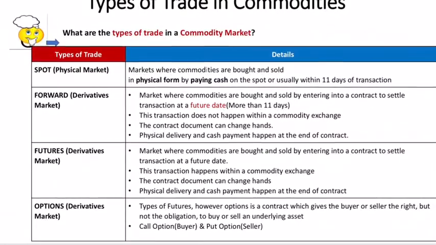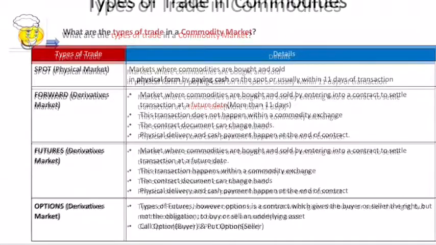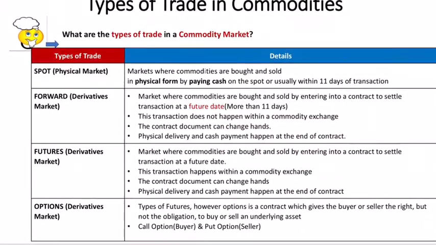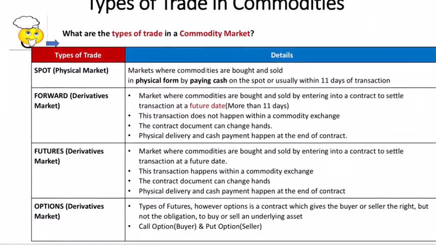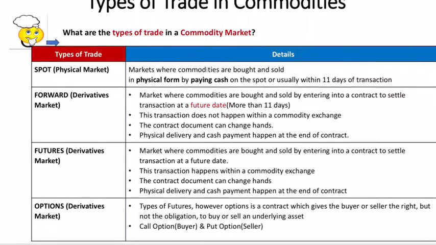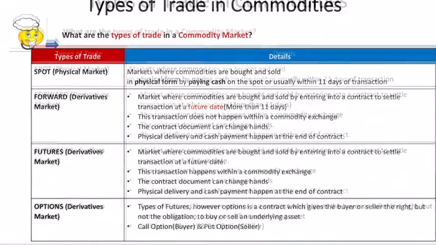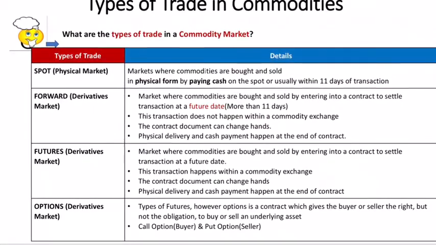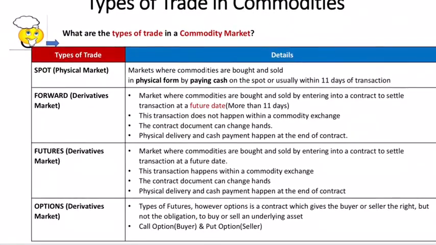Options, this is again a new term. Options is a kind of futures contract only, but it is a little more flexible. In the sense, there are two types of options. One is the call option. How this is flexible is, in a call option, the buyer has an option to buy, but he is not obligated to make the purchase.